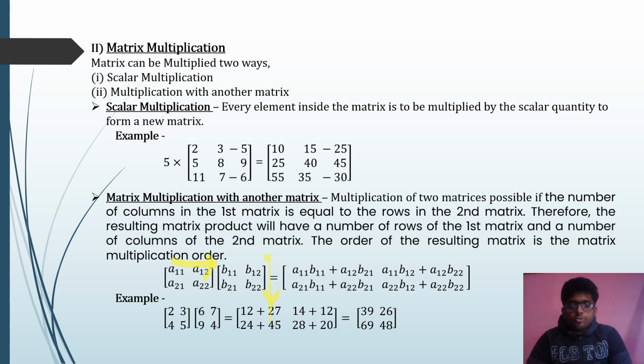Here is 2, 3, 4, 5, 6, 7, 9, 4. Firstly, we multiply 2 into 6, that comes to 12. Then we multiply 3 into 9, that comes to 27. And our first element changes to 39. Similarly, all the elements change together.